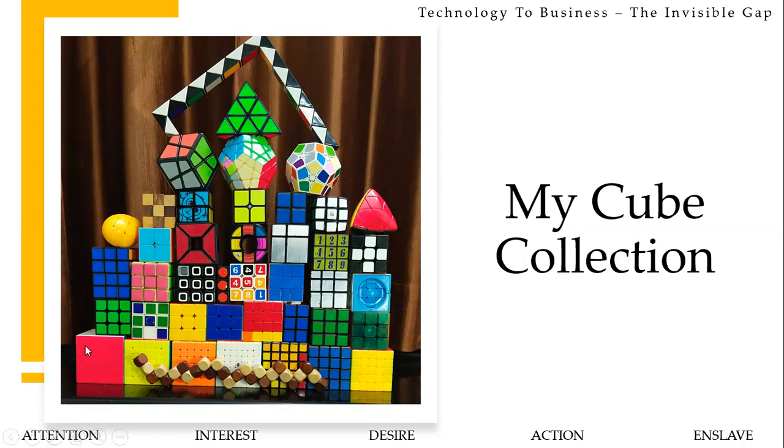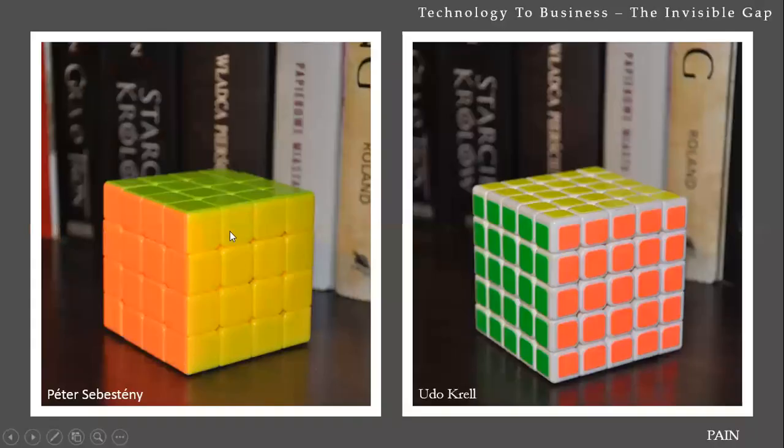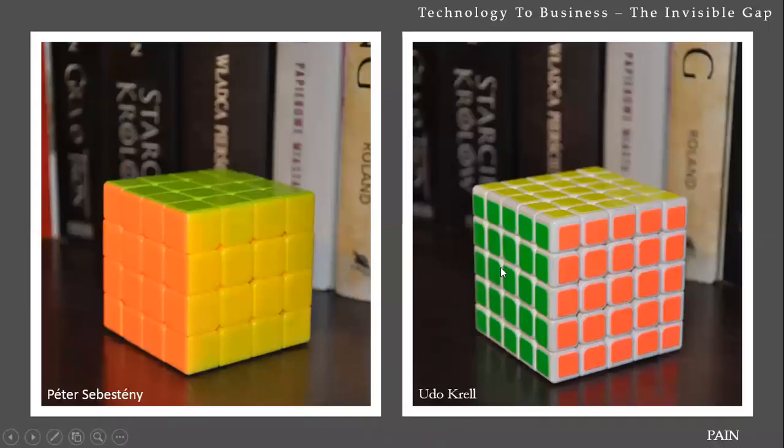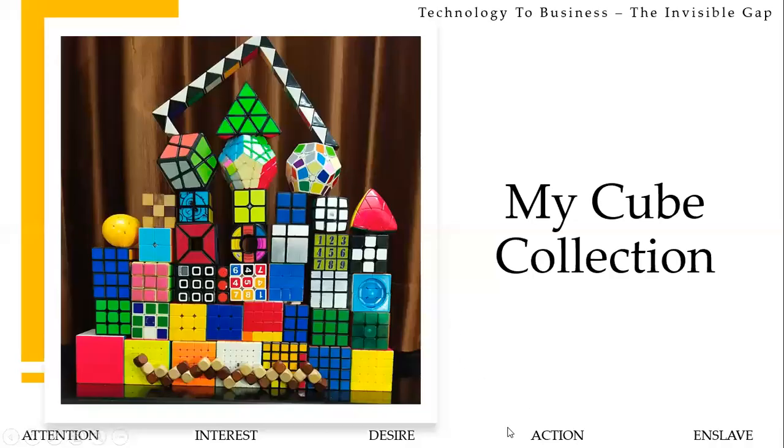So what happens is, when this happened, this image grabbed my attention. That's what I mentioned earlier. And because of that pain, I had a lot of interest. That interest got converted into desire. And ultimately, when I told my friend to buy these two cubes for me, that got converted into action. And anytime I wanted to buy a new cube, I was kind of enslaved to buy all these cubes.